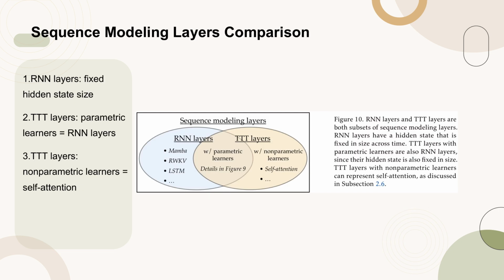Figure 10 illustrates the relationship between RNN layers and TTT layers within the broader context of sequence modeling layers. It highlights that RNN layers maintain a hidden state of fixed size across time steps. Similarly, TTT layers with parametric learners also have a fixed size hidden state, making them equivalent to RNN layers. On the other hand, TTT layers equipped with non-parametric learners can represent self-attention mechanisms, as detailed in subsection 2.6. This distinction underscores the versatility of TTT layers in capturing different types of sequence dependencies.